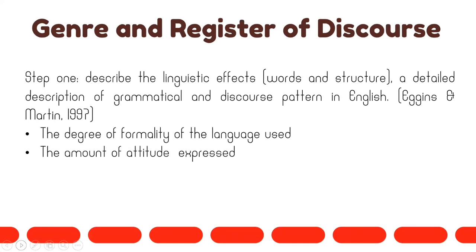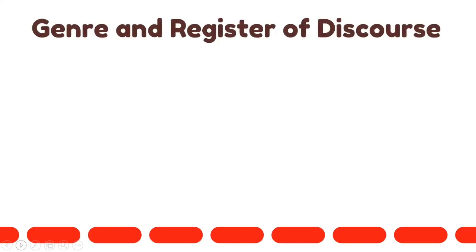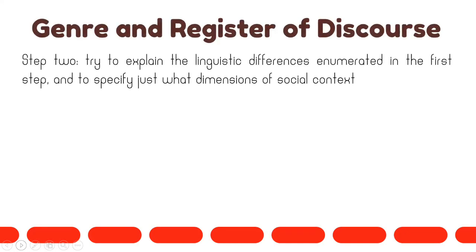Okay, the first one is the degree of formality of the language usage in a text. The second one is the attitude expressed in any text. And the last one, we need to have a little bit about the background knowledge in the text.